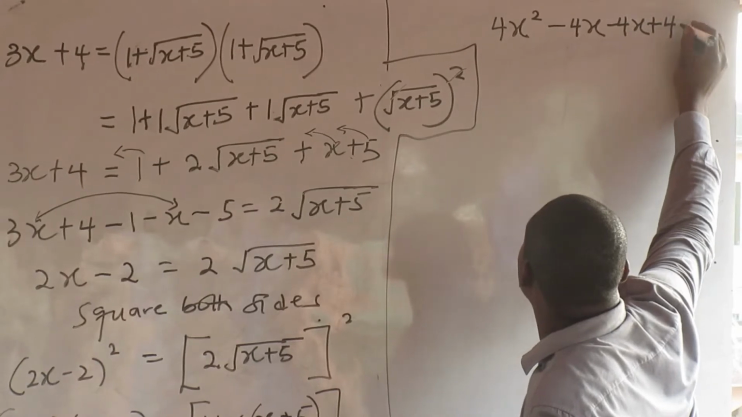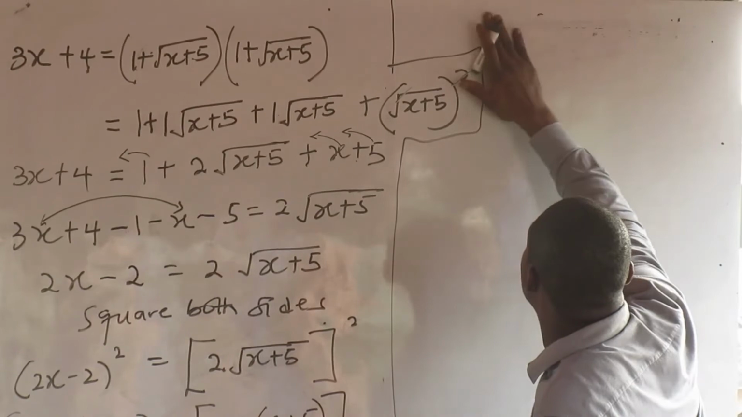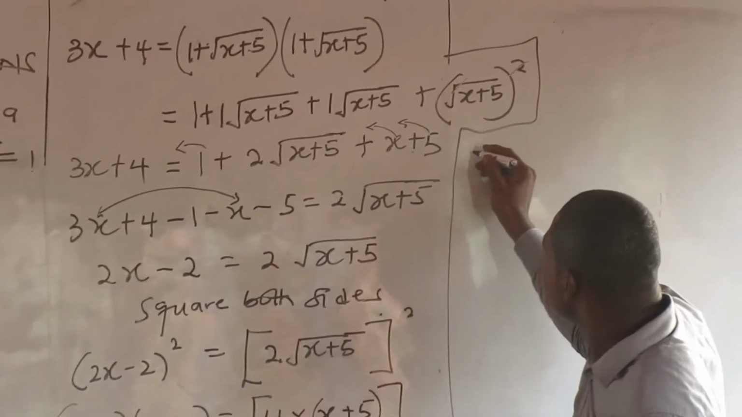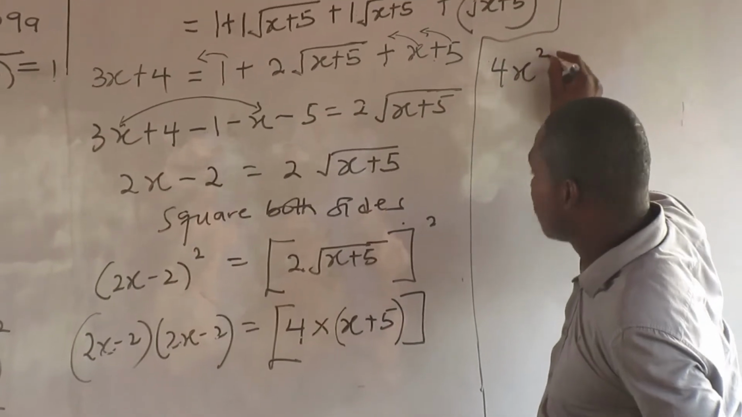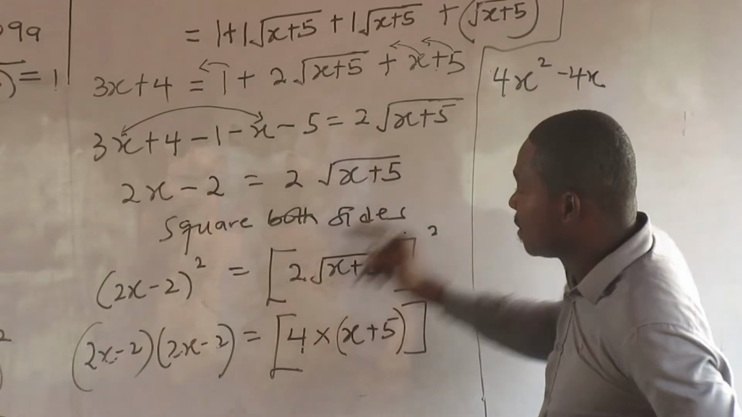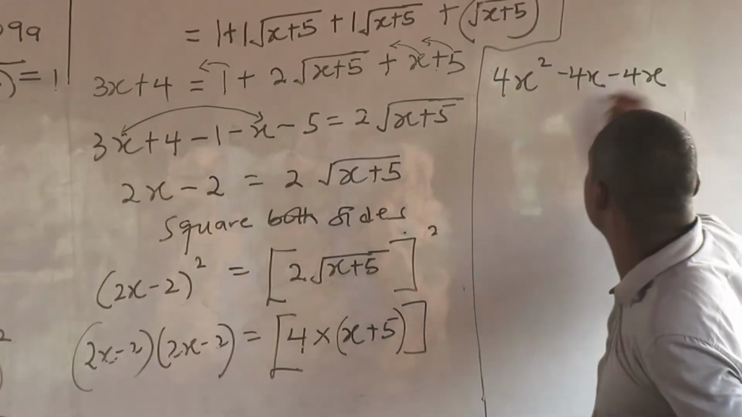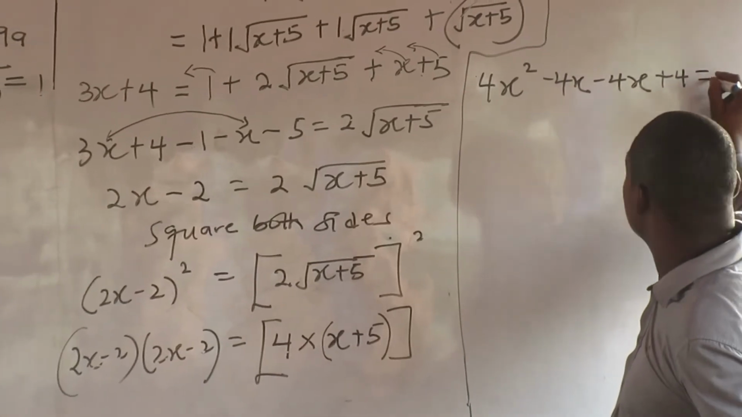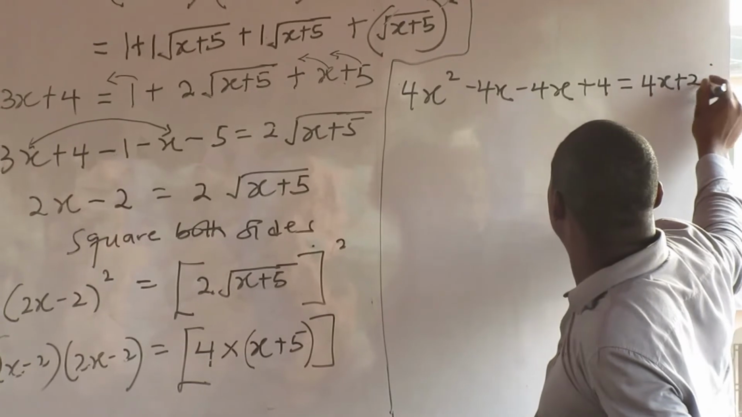okay, I think equals, let me arrange them here. Please, let me fix them over here. Okay, let's go. So this by this is 4x squared, and this by this is minus 4x. This is also minus 4x, and that is what? 4 equals the right hand side. That is 4x plus 20.